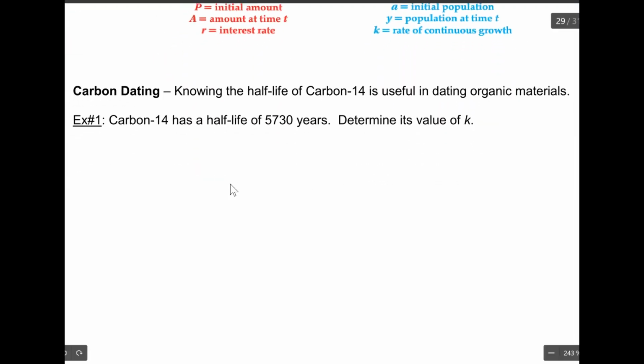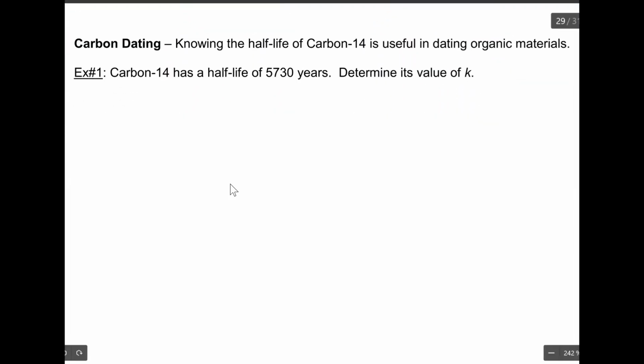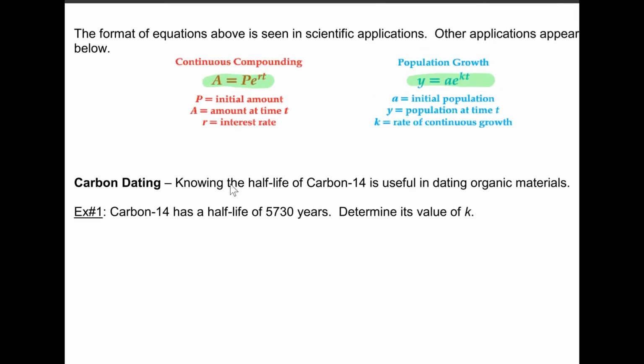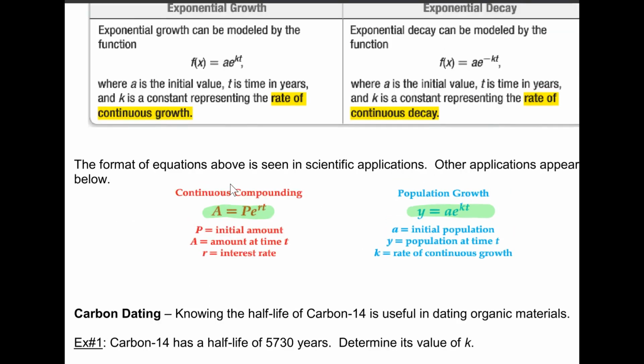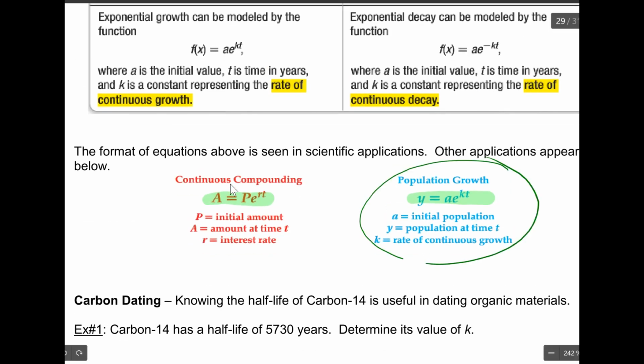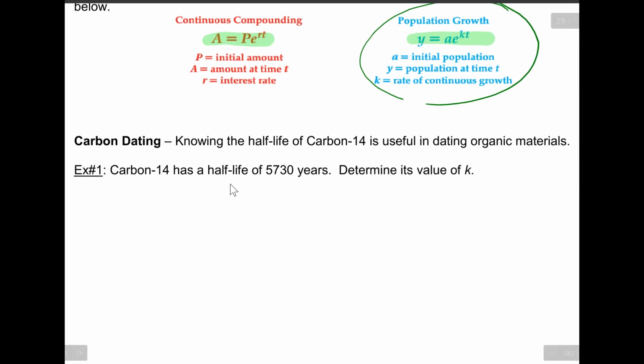Carbon dating: knowing the half-life of carbon-14 is useful in dating organic materials. Carbon-14 has a half-life of 5,730 years. Determine its value of k. Okay, so I'm going to use this decay. It's called population growth, but I'm going to use it. I know it's going to be decreasing.